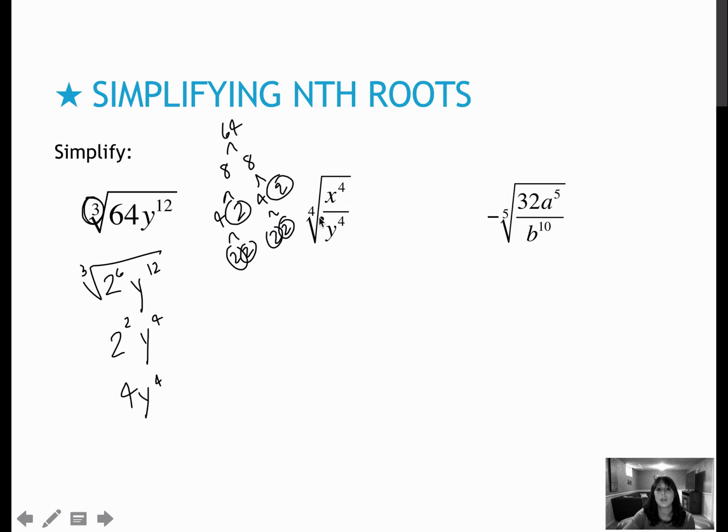My second example, I have the fourth root of x to the 4th. 4 divided by 4 is 1, so that's just x. The fourth root of y to the 4th, 4 divided by 4 is 1. It is an even root, and so I'm going to put that in the absolute value brackets.